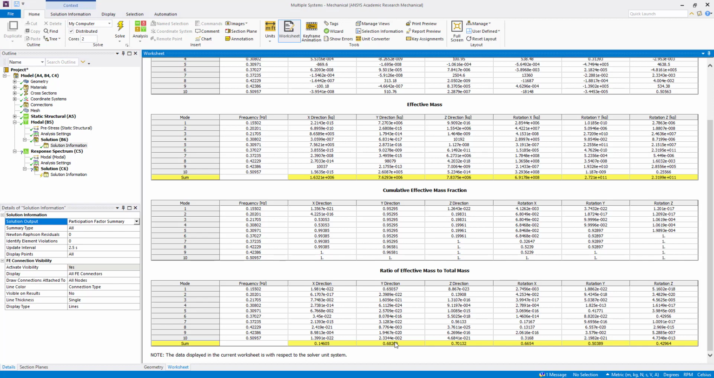So here we are seeing in y direction. Ideally we would like to have at least 90% of effective mass represented by the modes in the y direction. So this may be a case of applying missing mass effect.